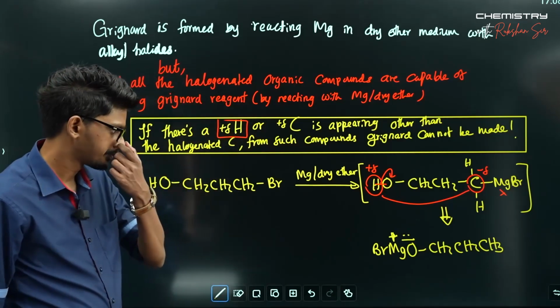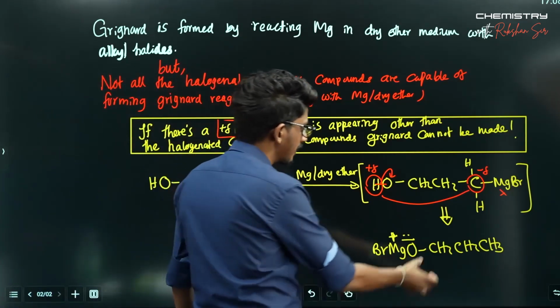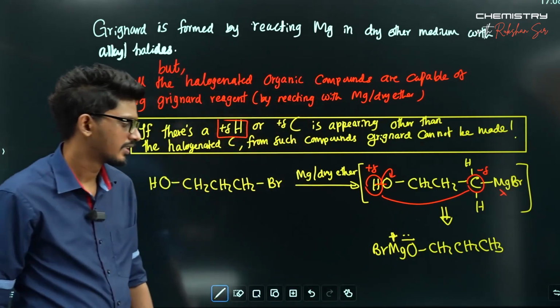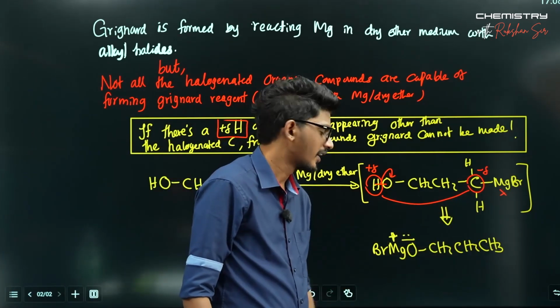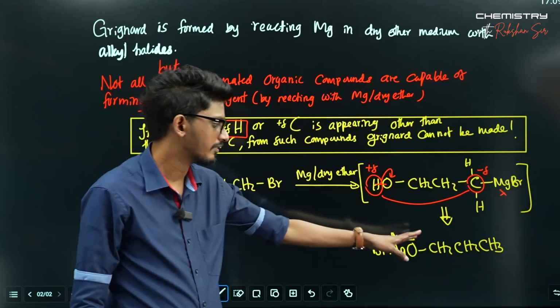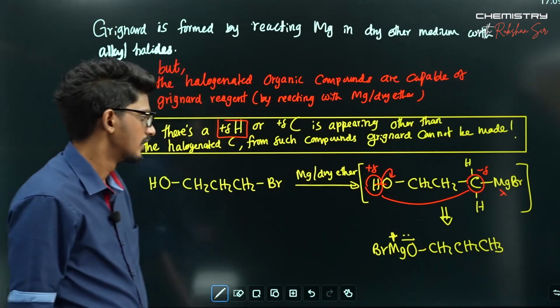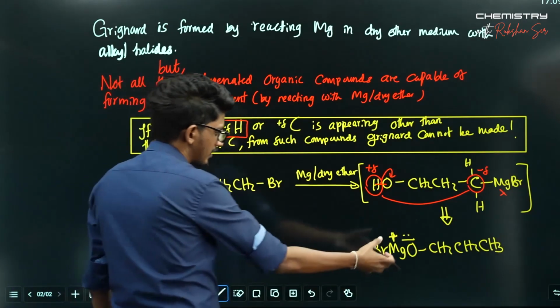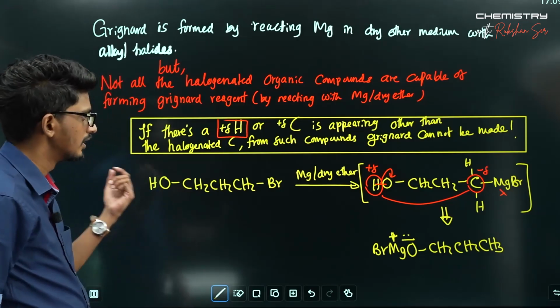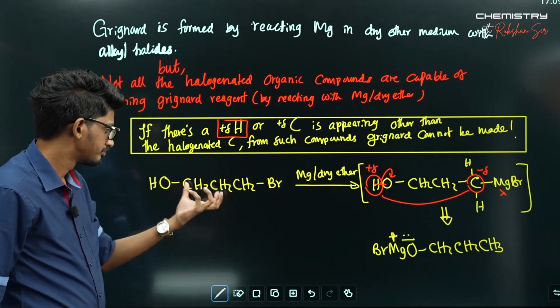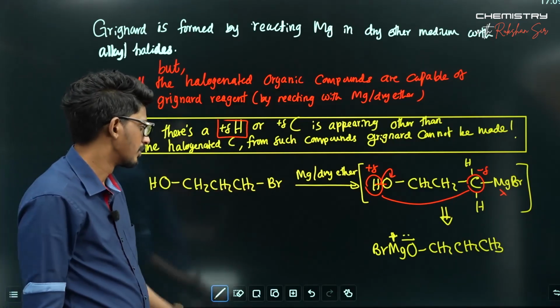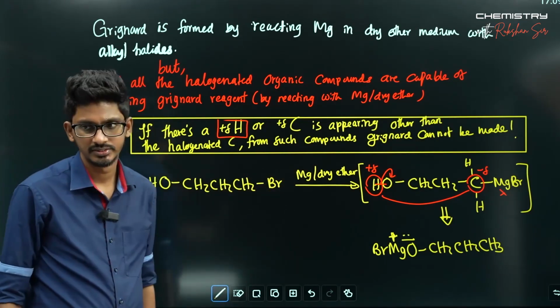So that's it. The ultimate compound is not a Grignard reagent. Grignard means that the MgBr section should be connected to a carbon, and that is not appearing here. So this is not a Grignard reagent, even though you have added magnesium and dry ether to a halogenated compound; you are unable to produce the Grignard.